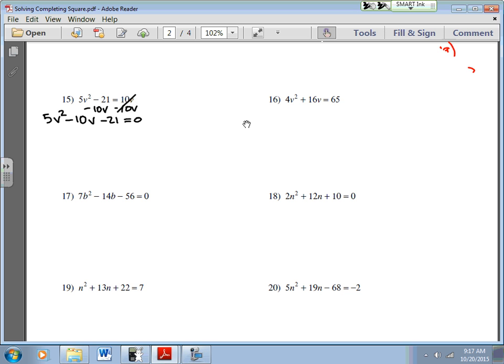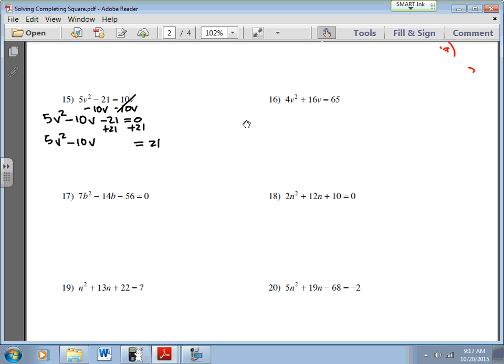Is everybody okay right there? All right, now we're going to go ahead and complete the square, and we're going to add 21 to both sides. That's going to give us 5b squared minus 10b equal to 21. Now let's pause right here. Is everybody okay right there?